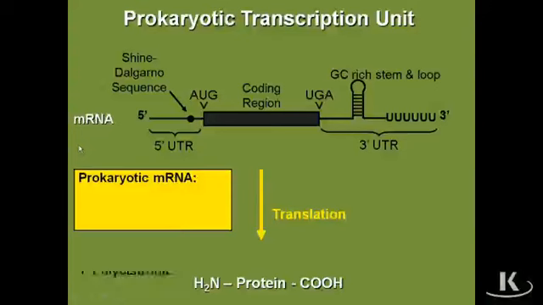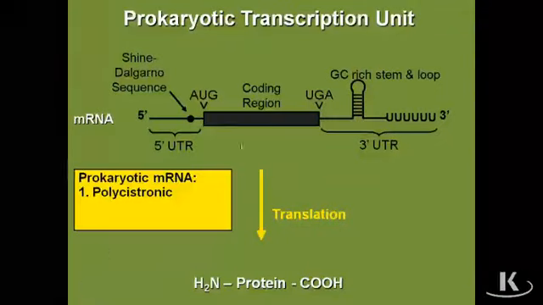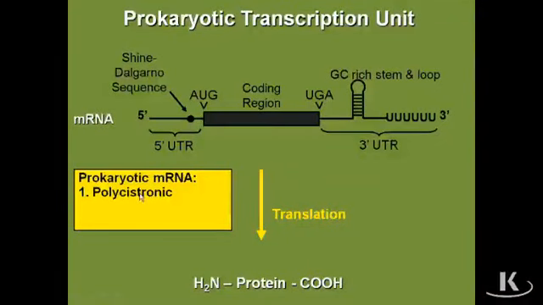So, some facts about prokaryotic messenger RNA. Number 1, it may or may not be polycistronic. Let's define what that means. mRNA that's polycistronic contains more than one gene's sequence in that one particular messenger RNA. So there may be up to 3, 4, 5 separate genes encoded by one single messenger RNA. That's what polycistronic means. The word cistron is just an old word for gene. So polycistronic means many genes on one messenger RNA.